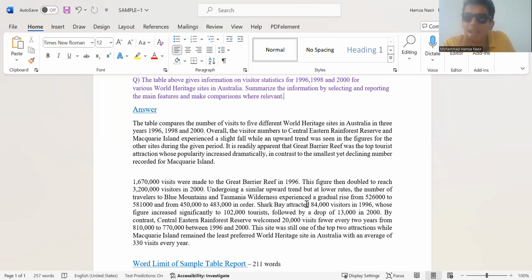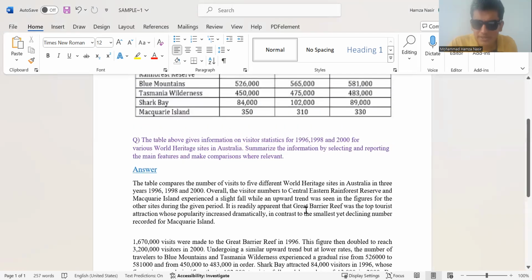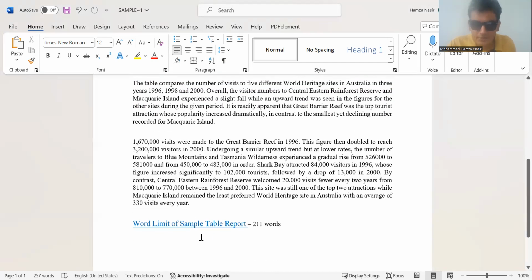Shark Bay attracted 84,000 visitors in 1996, whose figure increased significantly or massively to 102,000 tourists, followed by a drop of 13,000 in 2000. By contrast, Central Eastern Rainforest Reserve welcomed 20,000 visits fewer every 2 years, from 810,000 to 770,000 between 1996 and 2000. This site was still one of the top 2 attractions, while Macquarie Island remained the least preferred World Heritage Site in Australia, with an average of 330 visits every year.